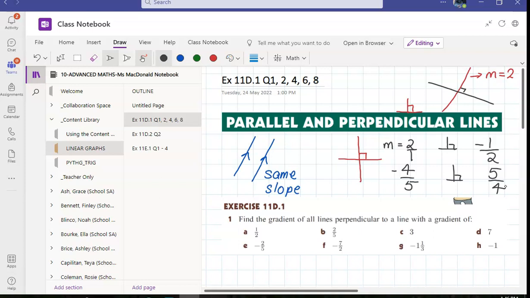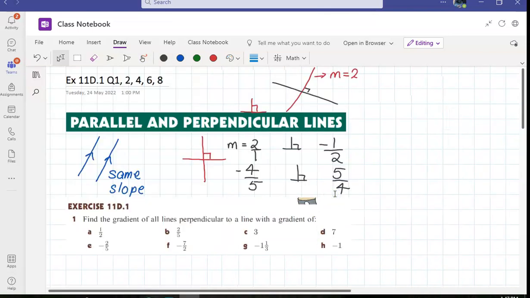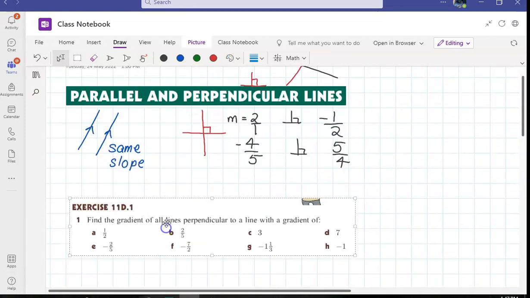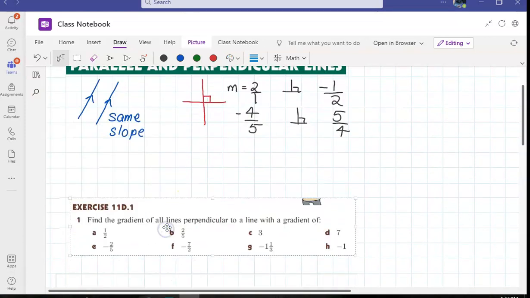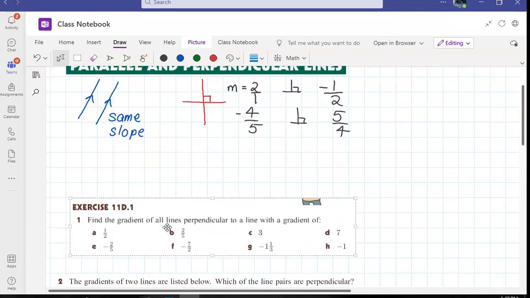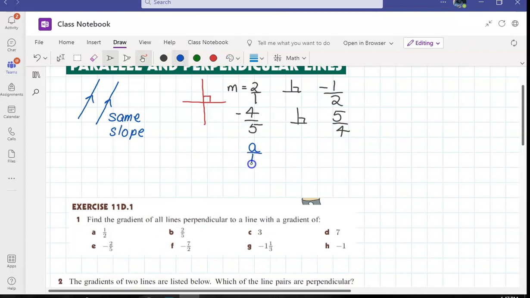So good. Happy days? So if you want to write a little note in your summary page, we have to make sure that to get your perpendicular slope, negative reciprocal. Let me move this. There you go. To get your perpendicular slope, negative reciprocal. So if I've got A over B, then the perpendicular slope is minus B over A.